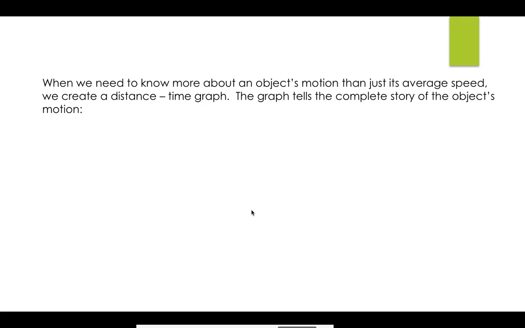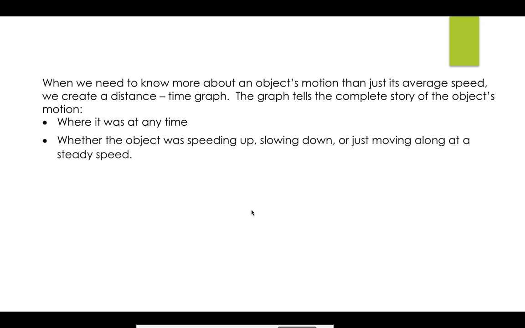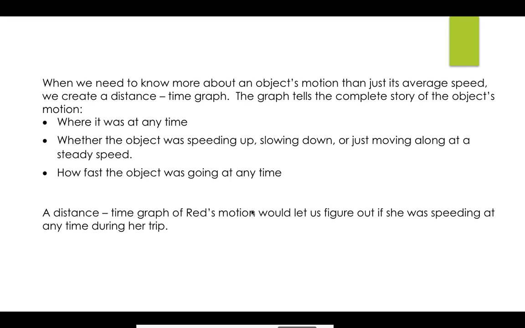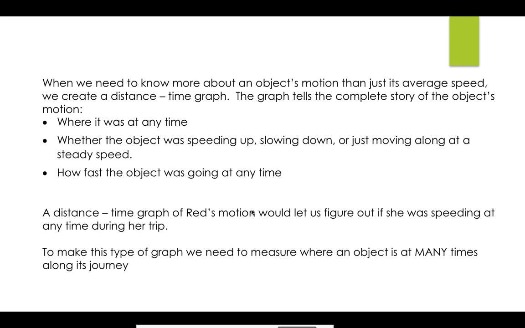So if we need to know more about an object's motion than just average speed, a distance-time graph is going to tell us that. It can tell us a lot of things, like where the object was at any time, whether it was speeding up, slowing down, or just moving along at a steady speed, as well as how fast that object was going at any time. A distance-time graph of Red's motion would let us figure out if she was speeding at any time during her trip or if she was going very slow at any time during her trip.